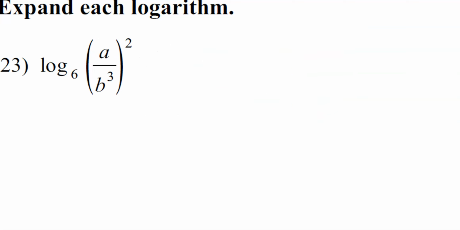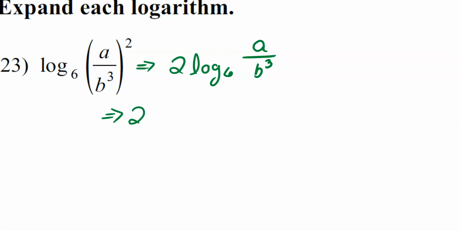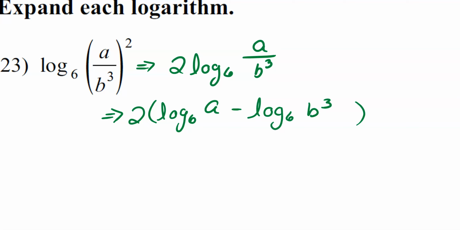Okay, let's look at 23. This one is also division. So I'm going to do it in the other order this time. I'm going to pull my 2 out in front. So I'm going to go 2 log 6 of A over B to the third. Because as I said with the last example, it didn't matter which order I did this. Now I'm going to split this into a subtraction, log A subtract log B. So I'm going to go 2, and I'm splitting it into 2 pieces: log 6 of A minus log 6 of B to the third.